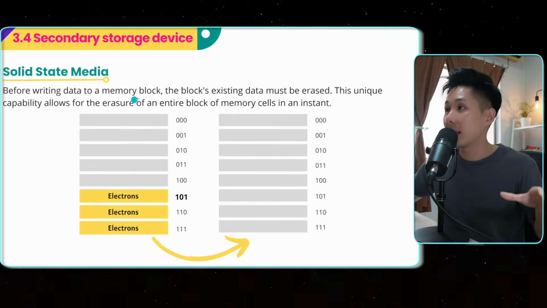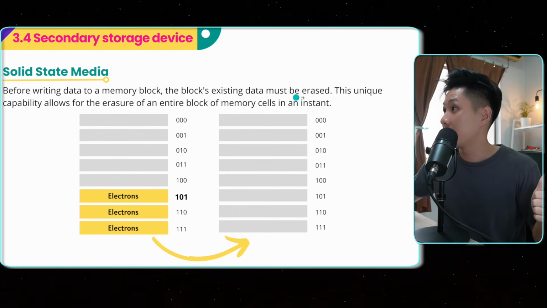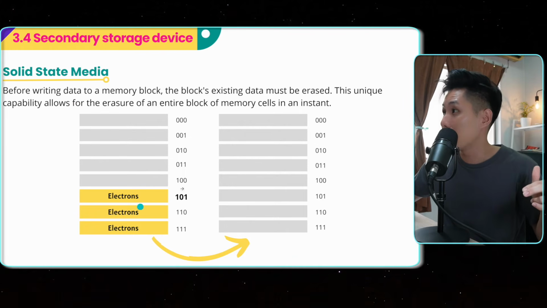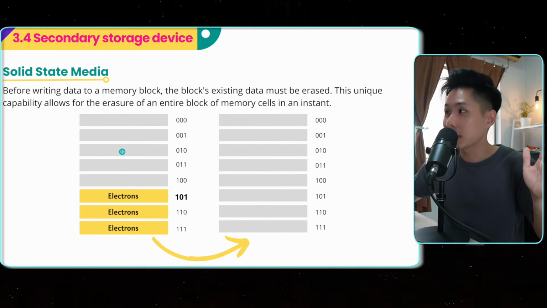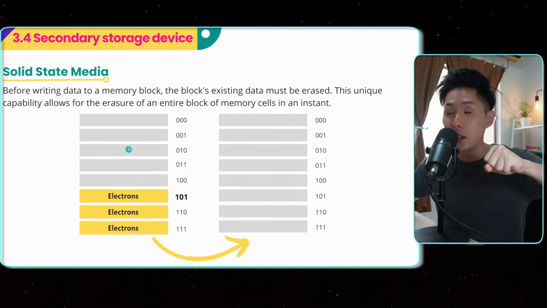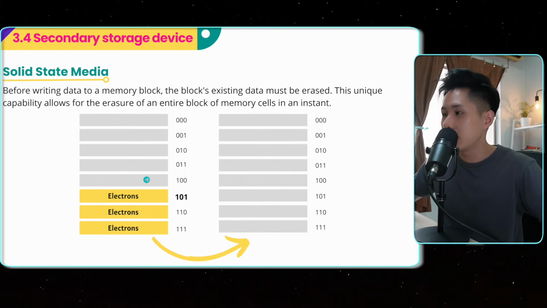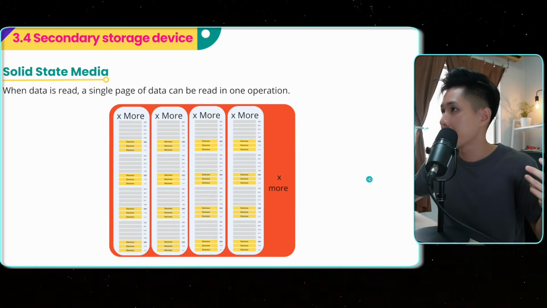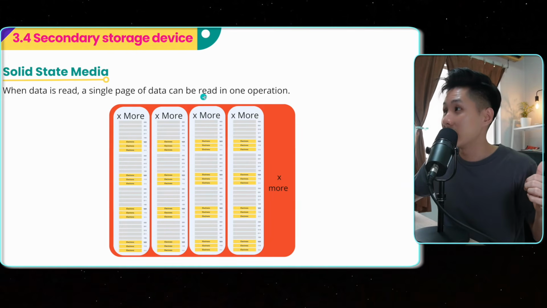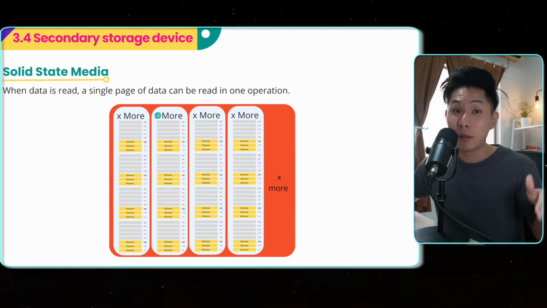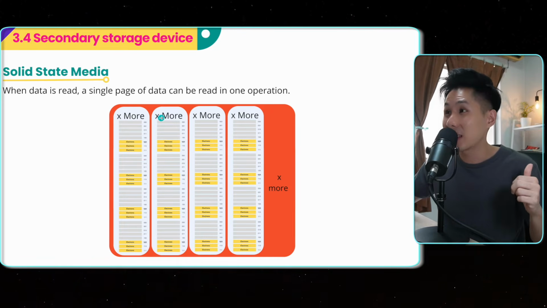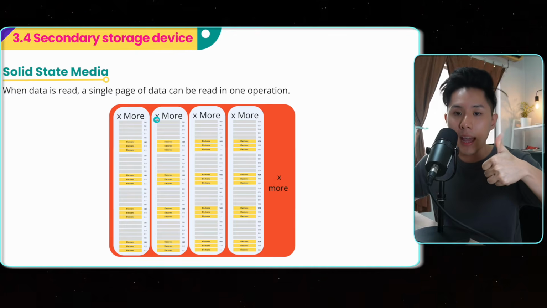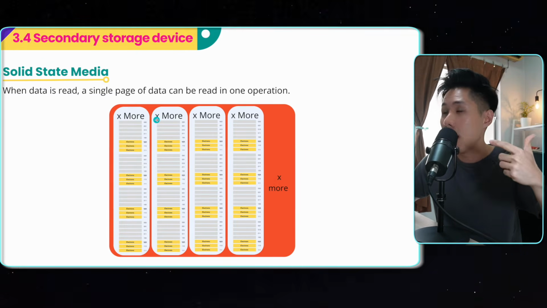Before writing data to a memory block, the block's existing data must be erased. This unique capability allows for erasure of an entire block of memory cells in an instant. So instead of using a read and write head like an HDD to change the data, all you need to do to change the data here is to release some of the electrons. Just don't store too much. And when data is read, a single page of data like that can be read in one operation. This is why an SSD is a lot quicker than magnetic media. First, it has no moving part, and then erasure of data can be done pretty quickly.